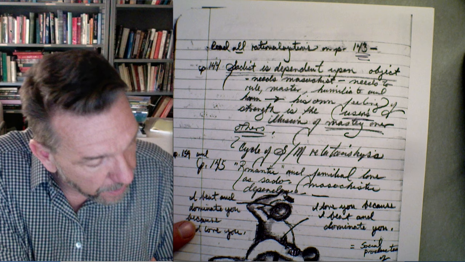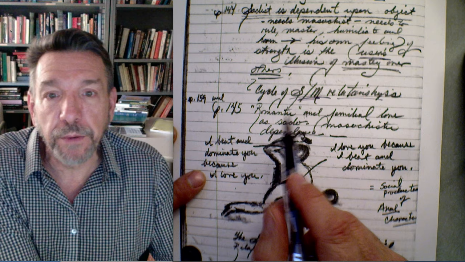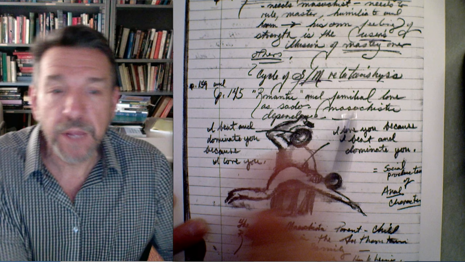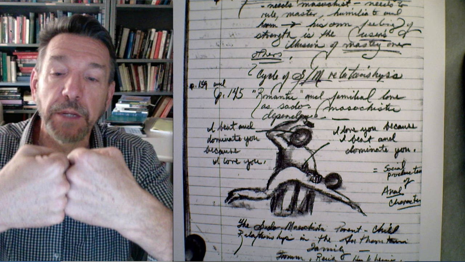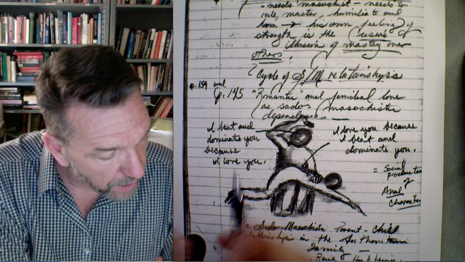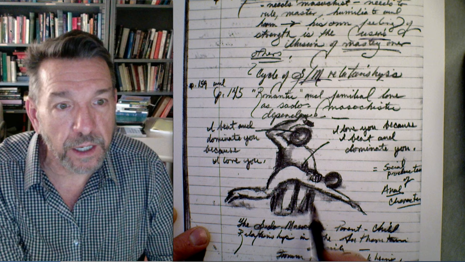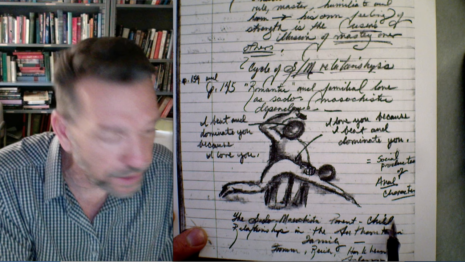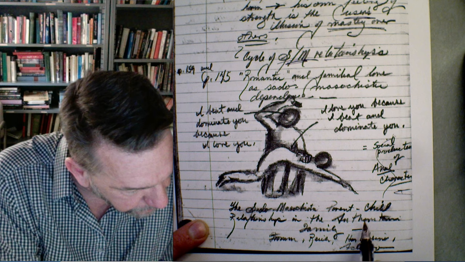All right, so then there's often a cycle of sadomasochism in relationships that he writes about. Romantic and familial love is often sadomasochistic dependence, right? So a sadist and a masochist come together, not in freedom and mutual freedom, but one to control, one to be controlled, right? And you often get a kind of play of that. I beat and dominate you because I love you. I love you because I beat and dominate you. These two things go together, right? So there's a social production of, we'll leave that off, that gets us off into psychoanalysis.